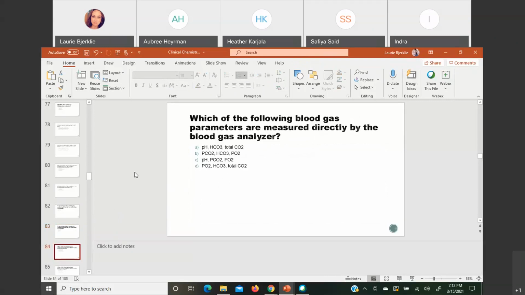Okay, which of the following blood gas parameters are measured directly by the analyzer?